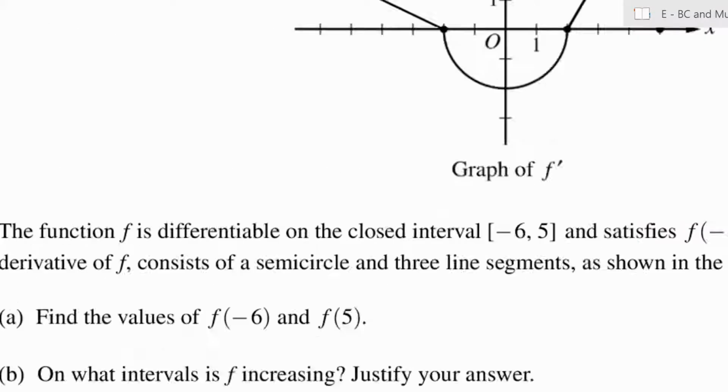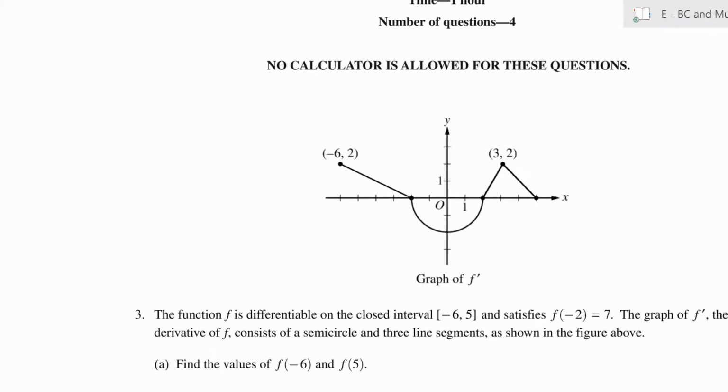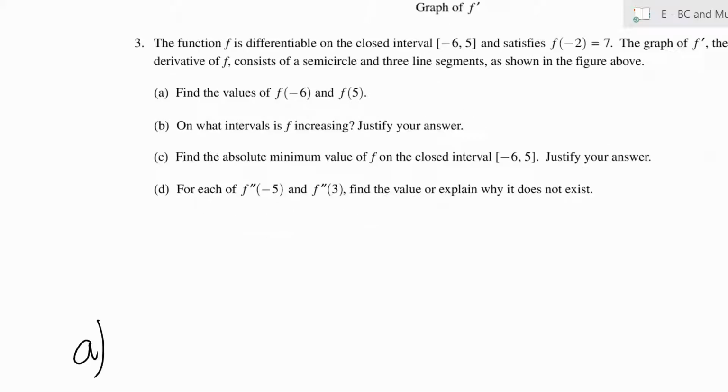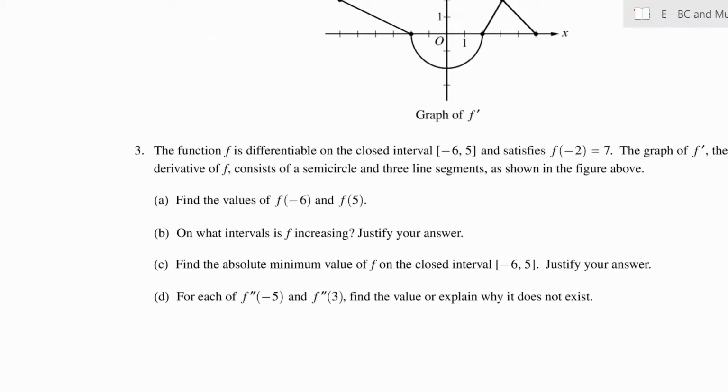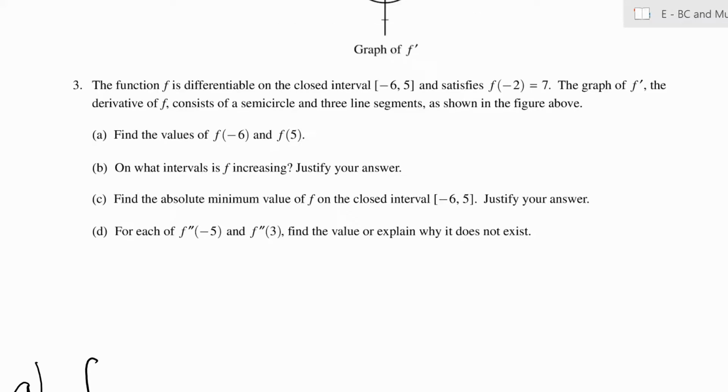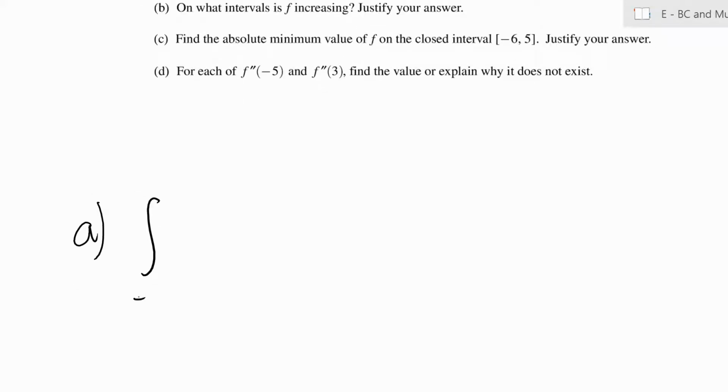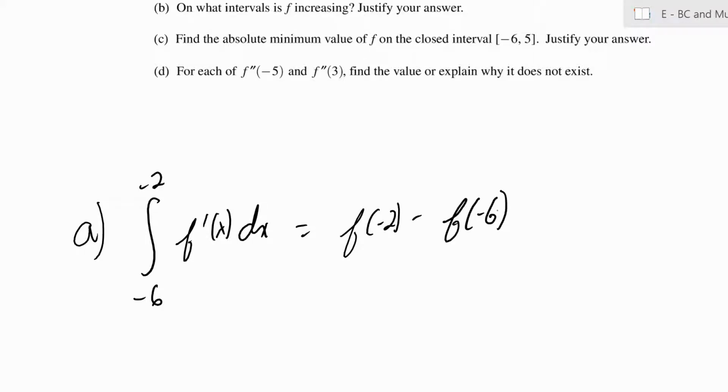and f of 5. And they give us the graph of f prime. So if we integrate, and we know one known value, f of negative 2 equals 7, so we integrate from negative 6 to negative 2 of f prime of x dx. Let me fix that, sorry. That equals f of negative 2 minus f of negative 6.